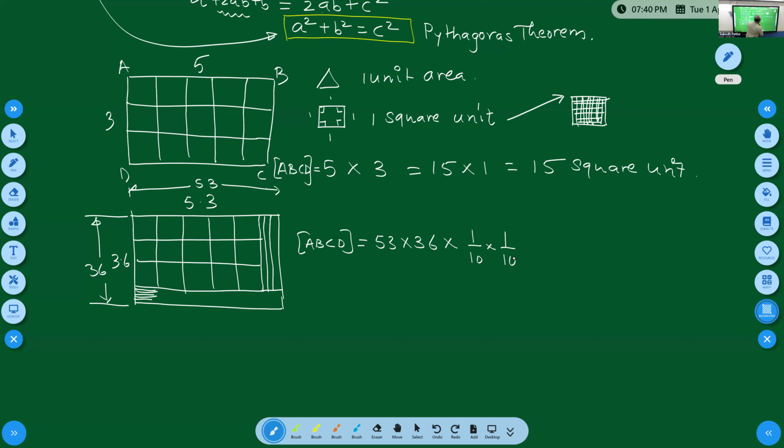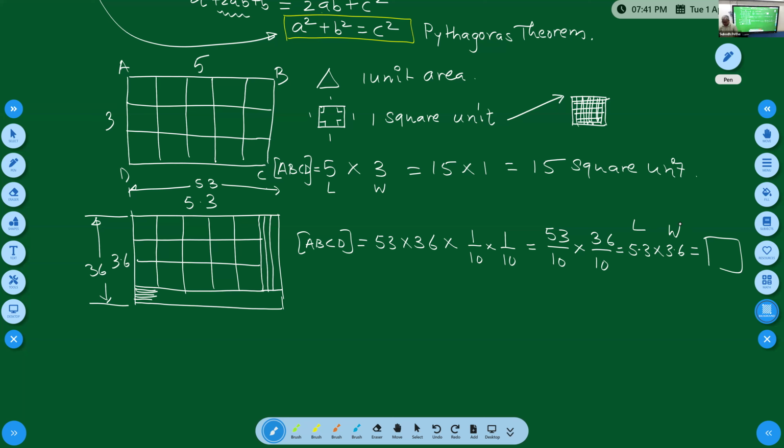This is going to be total area. But then we can write this as 53 upon 10 into 36 upon 10, which is 5.3 into 3.6, which is whatever area that you want. So what we are trying to do is length into width. So here, this is length into width. Here we have finally arrived at length into width.